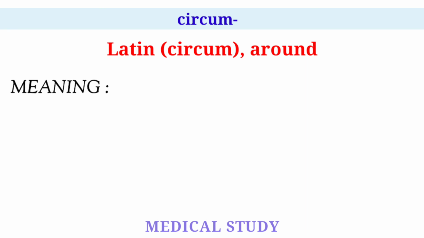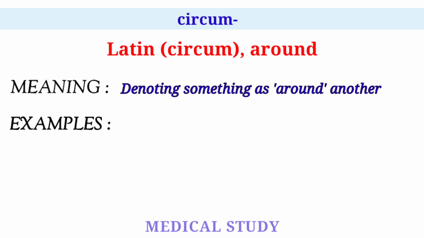Circum, which originated from the Latin word, means denoting something as around another. Example, circumcision.